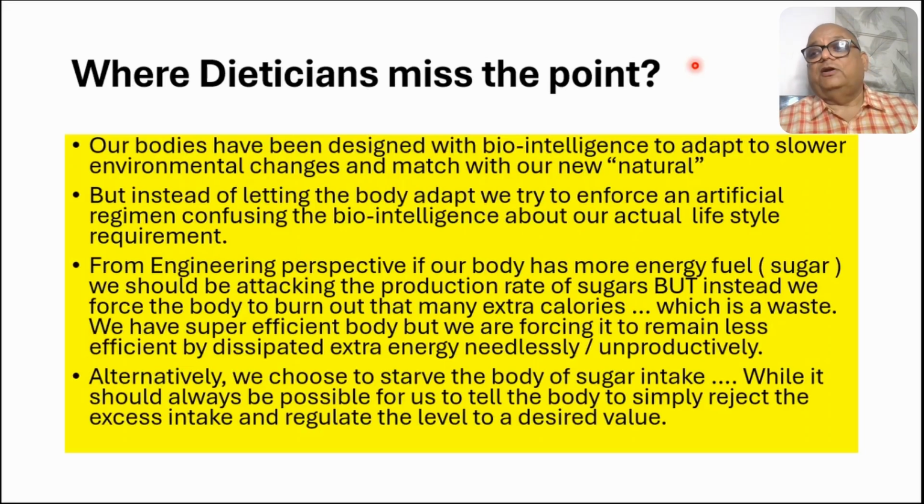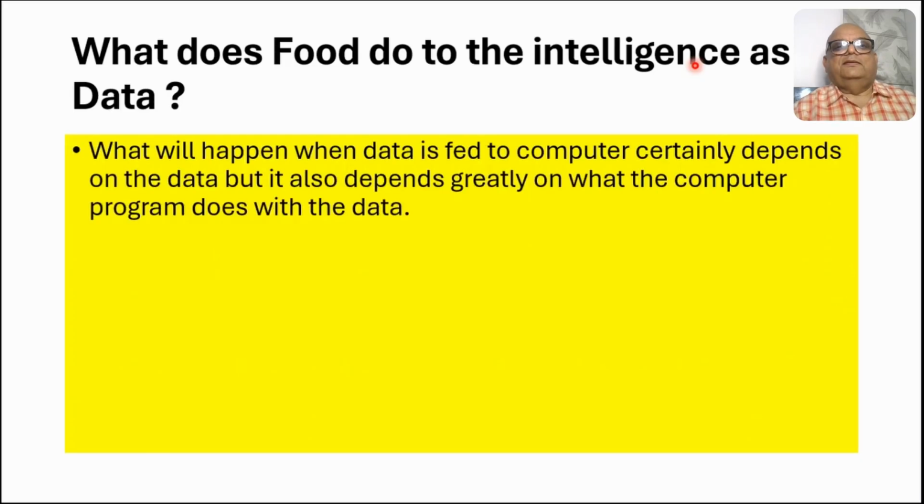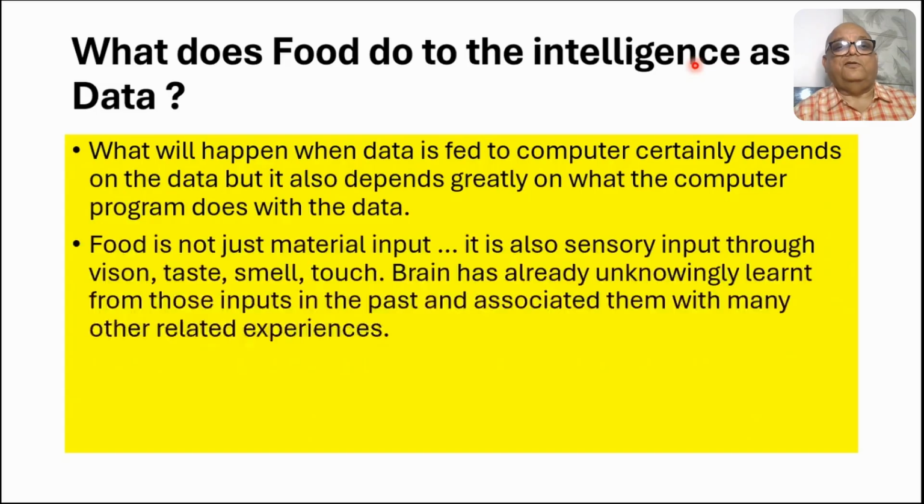Alternatively, we choose to starve the body of sugar intake. So we say take less intake because we don't know how to tell the body to convert less sugar. We go in starvation mode from the input side. Why? It should always be possible for us to tell the body to simply reject the excess intake and regulate the level to the desired value. Now, the challenge is to find out how to tell the body to do that. So that's where the research should have been. What will happen when data is fed to computer? It certainly depends on data, but it depends greatly on what computer program does with the data. So how to alter our program is something that we don't know. That is what we should be working on to find out.